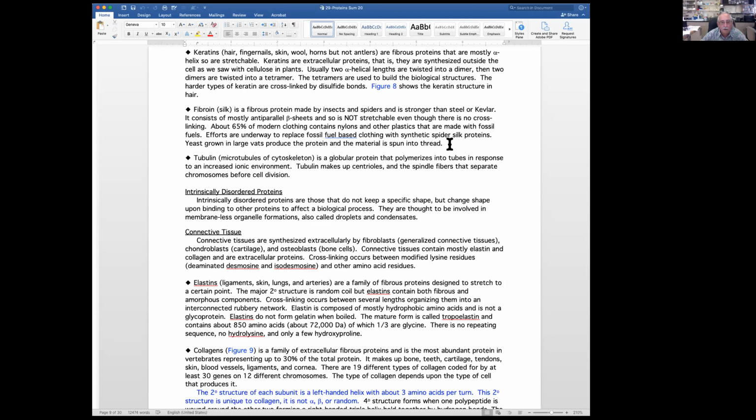It costs a lot of money in terms of fossil fuels to make modern clothing. Nylon and plastics, all the monomers come from what? Fossil fuels. Cotton is probably better, but then it costs all kinds of energy to make it into cloth, right? It's all done by fossil fuels.